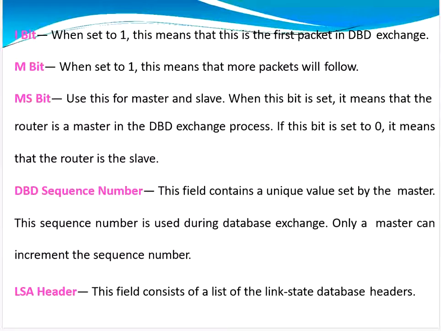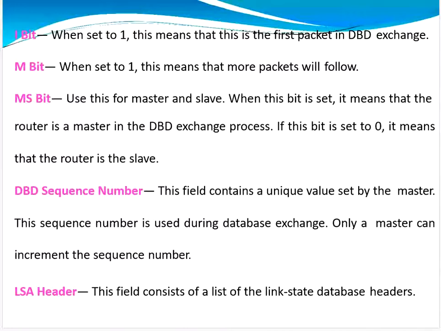When the I bit is set to 1, it means this is the first packet in the DBD exchange. When the M bit is set to 1, it means that many more packets will follow that particular packet.